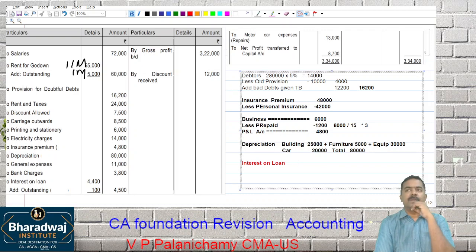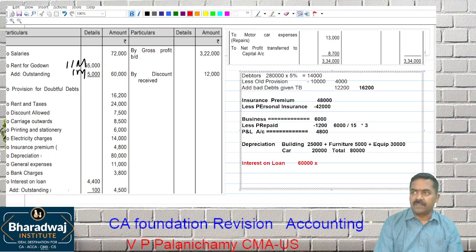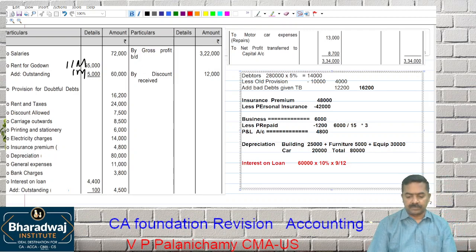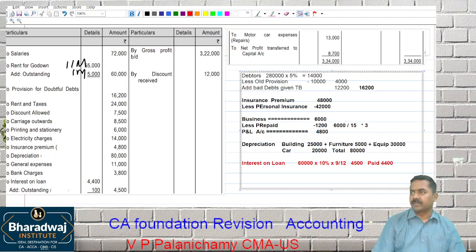What is the loan amount? 60,000 into what is the rate of interest? 10% for 9 months, July to March. How much? 4,500. But paid only 4,400. Now the outstanding amount is 100. 100 rupees is outstanding.